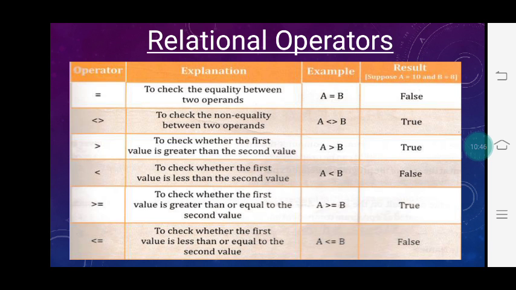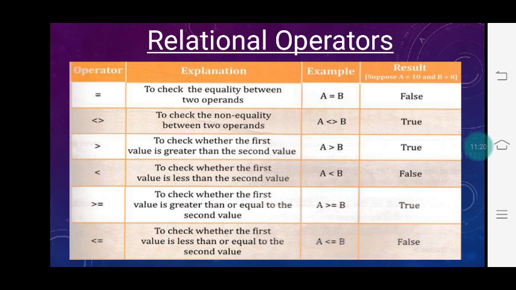Now the second one is not equal, to check the non-equality between two operands. For example, 10 is not equal to 8. Yes, it is true. So you will get the result true. Third one is the greater than sign, to check whether the first value is greater than the second value. So 10 is greater than 8. Yes, it is true. You will get the result true.